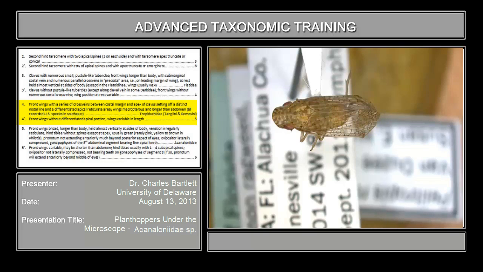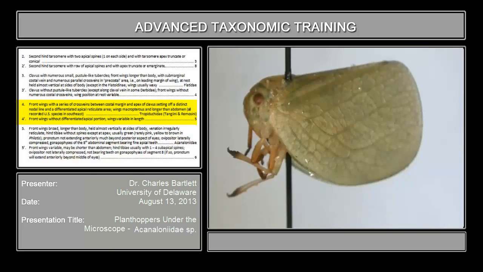So we can discard that particular couplet and go back to looking at this guy. Not a tropiduchid, so we move on. Front wings without differentiated apical portion. Move on to couplet number 5. Number 5 reads front wings broad, longer than body, held almost vertical at sides of body. We know all of those things happen to be true.